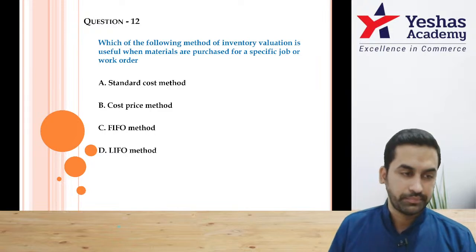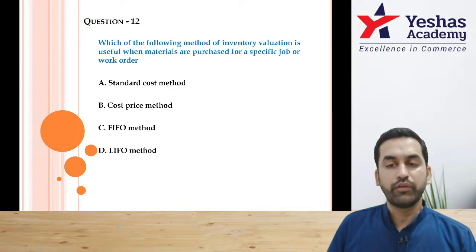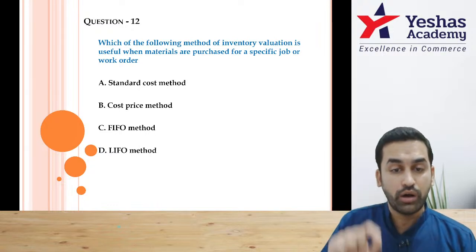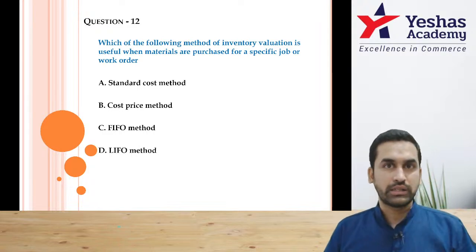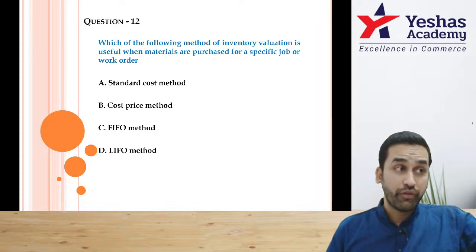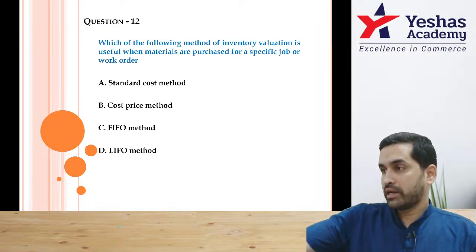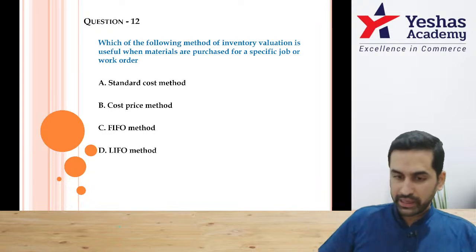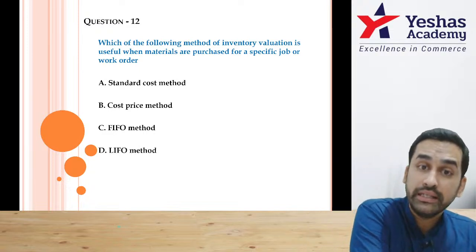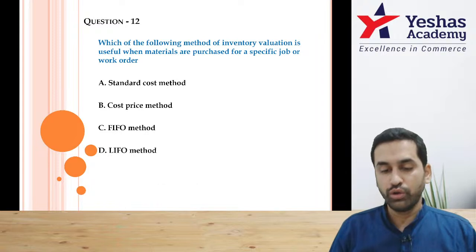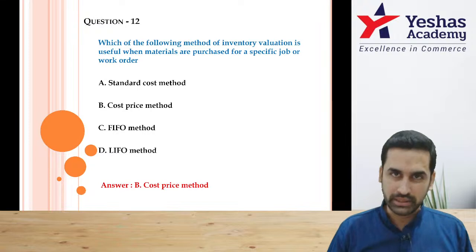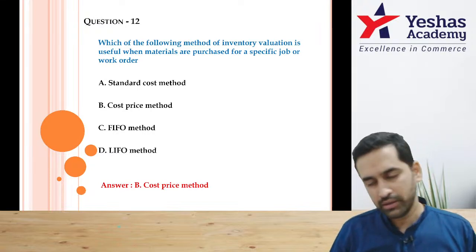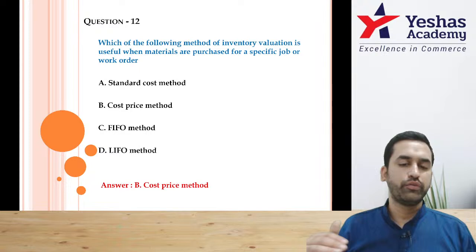Question number 12. Which of the following method of inventory valuation is useful when materials are purchased for a specific job or work order? Read. What do you mean by specific job or work order? A customer has come, he has placed an order. For that order, you are going to market and buying a raw material, and that material will be used for that order only. Sir, then we should go by cost price method. In fact, the correct name is specific cost method. Specific cost method. Standard cost, FIFO, LIFO are all wrong.